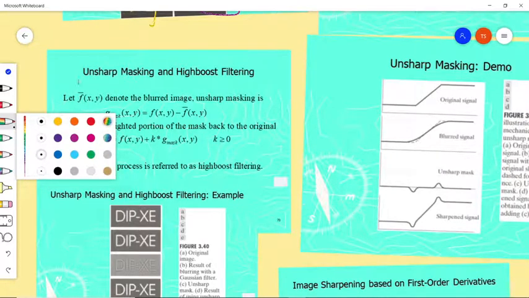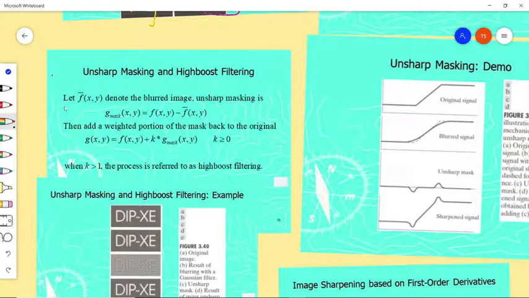So for the high boost filtering, let us take f of x comma y. F dash of x comma y denotes the blurred image, because it is imposed by the blurredness, some mask upon that. It is not the f of x, it is the f dash of x comma y denoting the blurred image. Unsharp masking means here we are taking the mask.